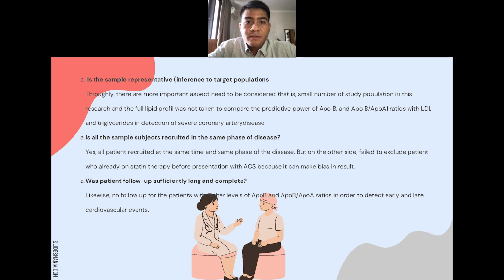So, is the sample representative or inferential to the target population? Actually, there are more important aspects to be considered. That is, the small number of study population in this research, and the full lipid profile was not taken to compare the predictive power of ApoB and the ApoB/ApoA1 ratio with LDL and triglycerides in detection of severe coronary artery disease. Next, were all the sample subjects recruited in the same phase of disease? Yes, all patients were recruited at the same time and same phase of the disease. But on the other side, the study failed to exclude patients who were already on statin therapy before presentation with ACS, because it can cause bias in the result.